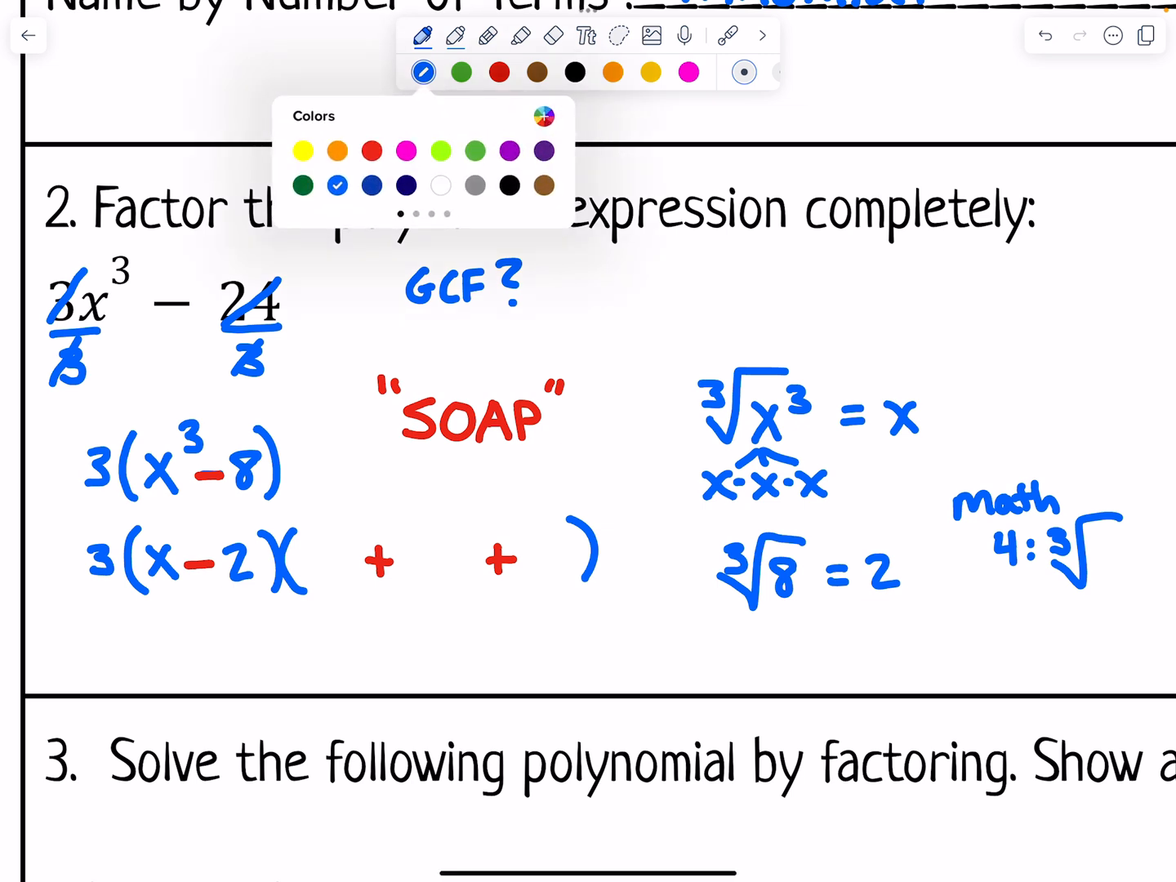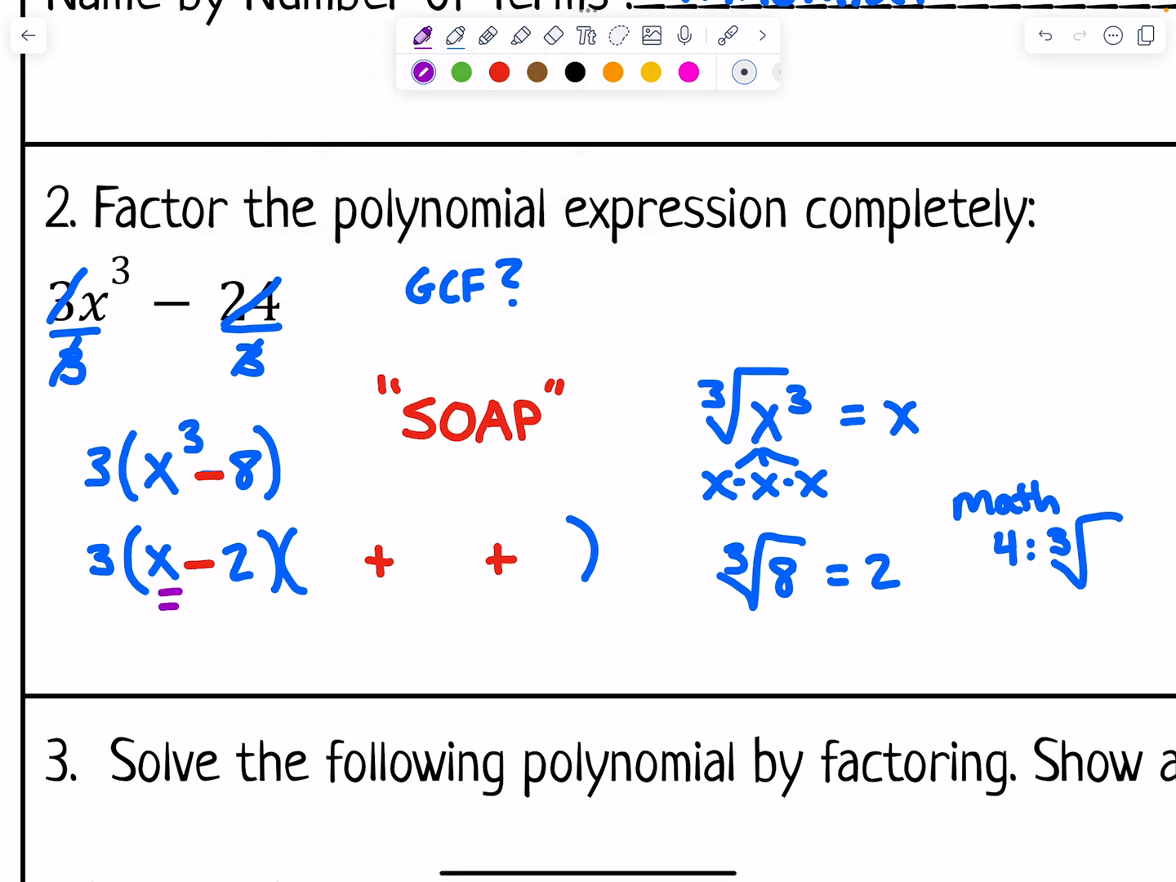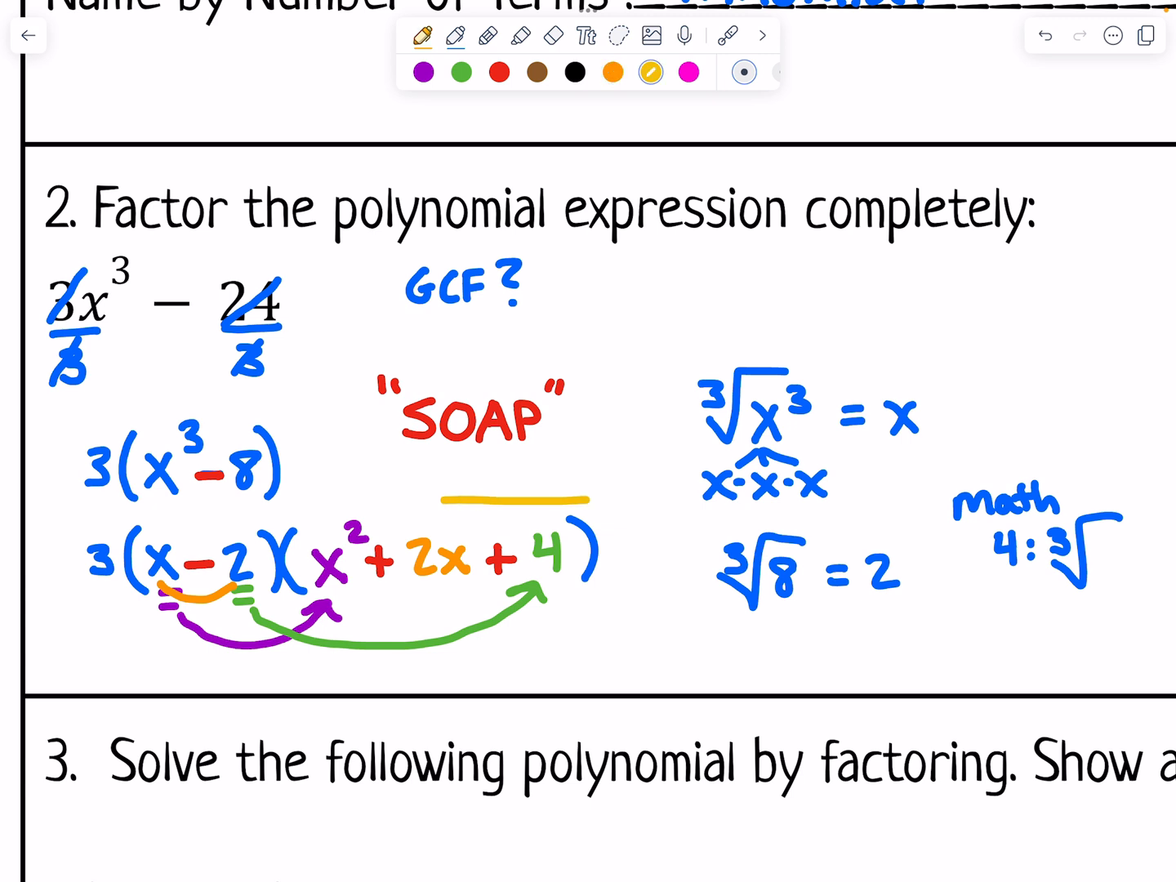And then the pattern is that you want to square the first term in the binomial to get the first term in the trinomial. So that'll be x squared. Square the last term to get the last term, and that would be 4. And you've already got your signs in place. Then multiply these 2 together as they look without their signs. So x times 2 is just 2x, and that goes in the middle. So then this is my completely factored polynomial.